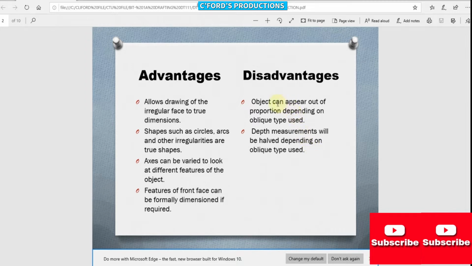Now the disadvantages of oblique projection. There are two. First, the object can appear out of proportion depending on the oblique type used. There are two types of oblique projection, which we will discuss later. The second disadvantage is that the depth measurement will be halved depending on the oblique type used also. Okay, let's proceed.